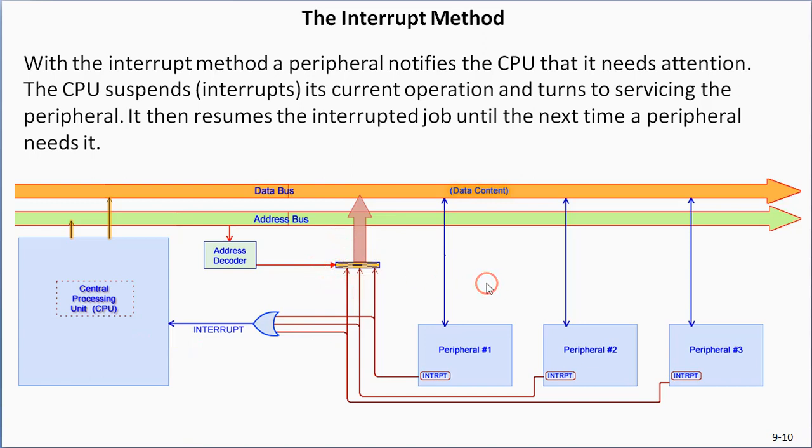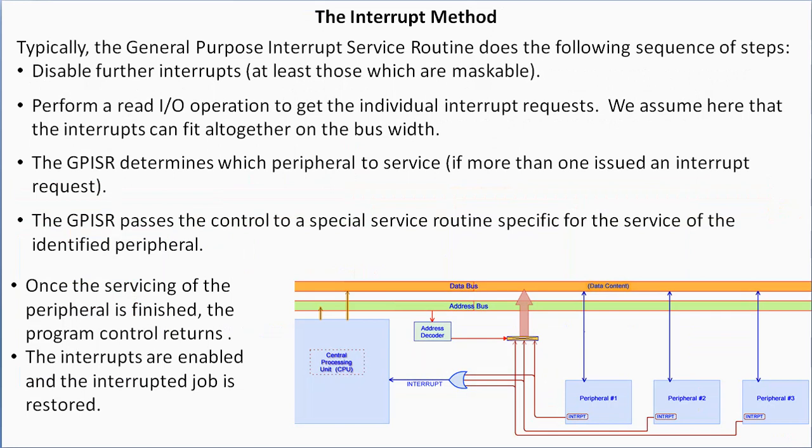In this example, an I/O address is allocated to the tri-state buffer so that when activated by the address decoder, the individual interrupt signals will be driven onto the data bus from where the CPU can obtain them for further analysis to determine which peripheral to service. Typically, the general purpose service routine does the following sequence of steps.